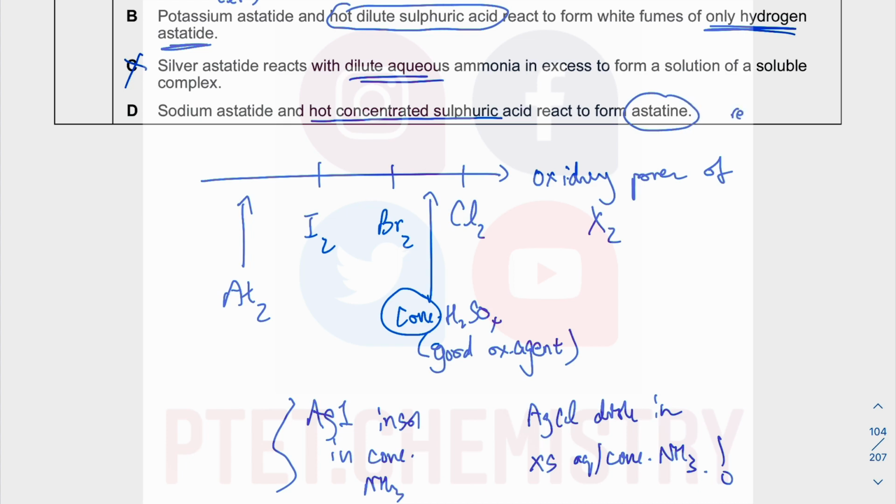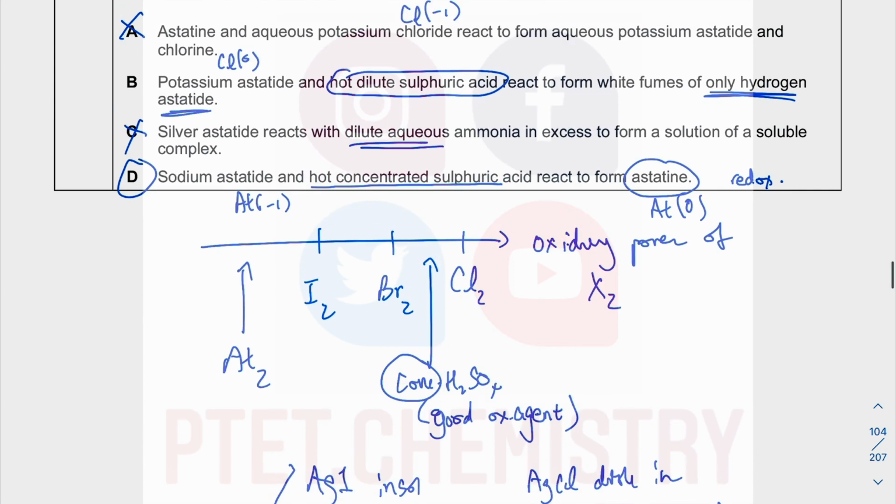Sodium astatide and hot concentrated sulfuric acid react to form astatine. So this is talking about a redox. Well, when you have astatide, concentrated sulfuric acid is a stronger oxidizing agent than this. You can definitely oxidize astatide to astatine, which is astatine 0. So that is definitely true, which means between B and D, I would definitely go for B, because this is not concentrated enough, alright?